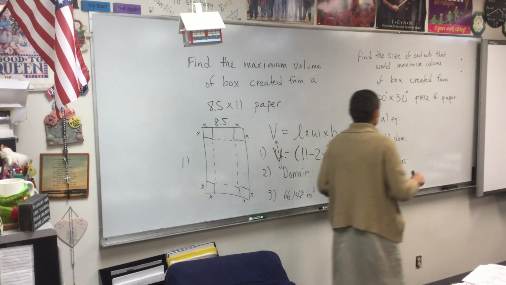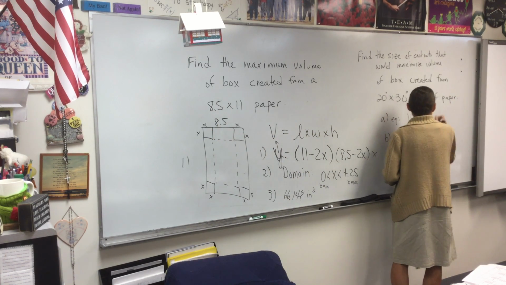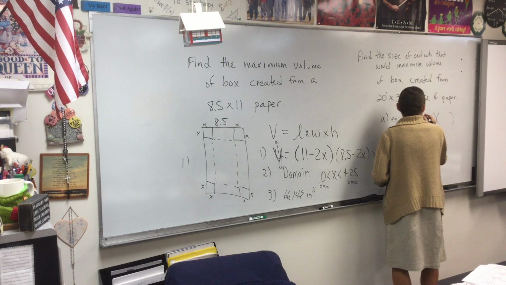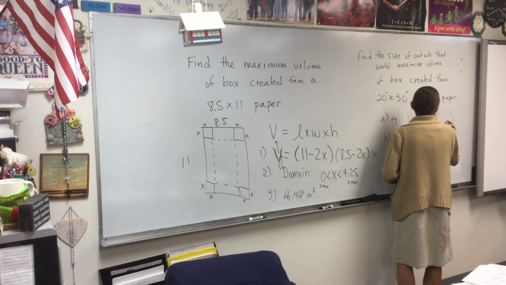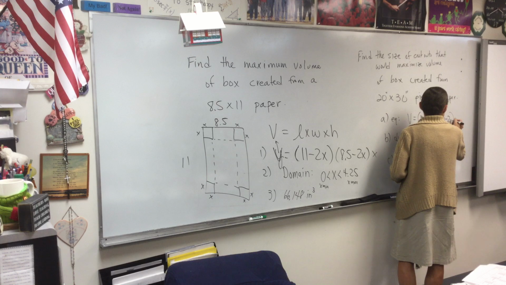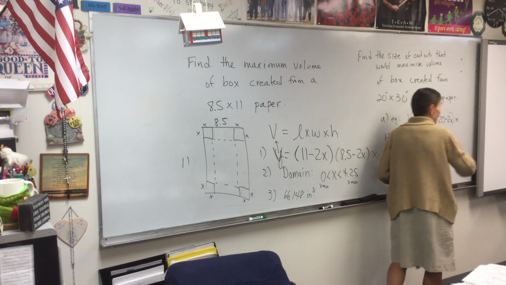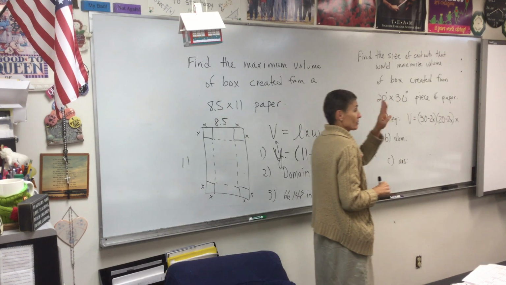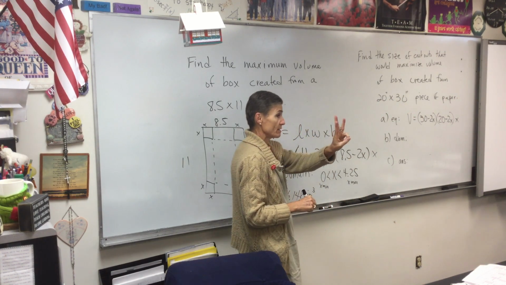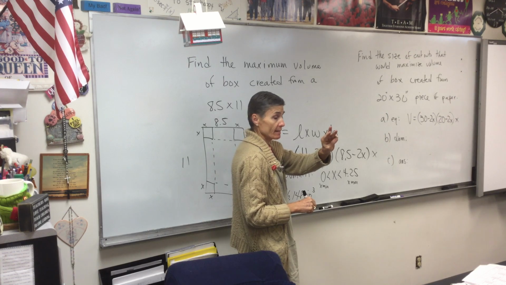Alright, you should have an equation written. Volume equals what? What did you say? 30 minus 2x, 20 minus 2x, x. Don't forget that guy. Volume is length times width times height. Three of them. Length, width, height.